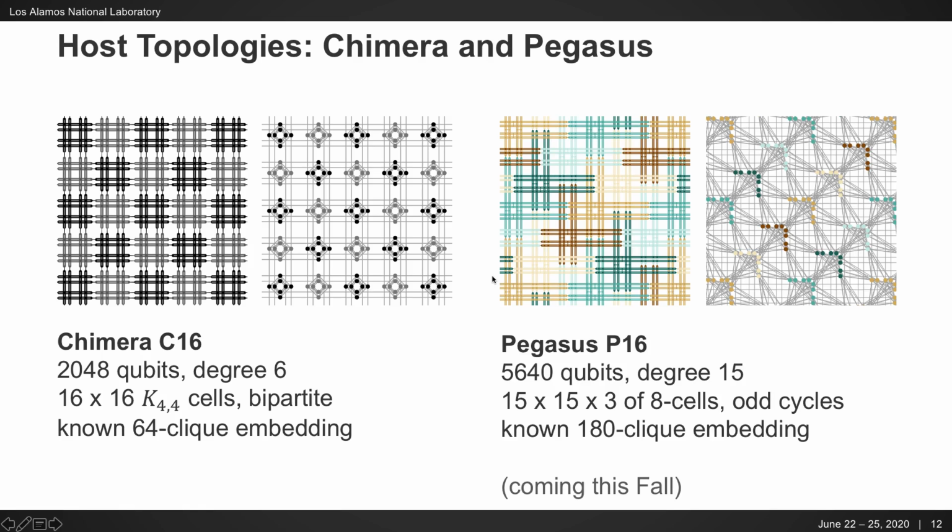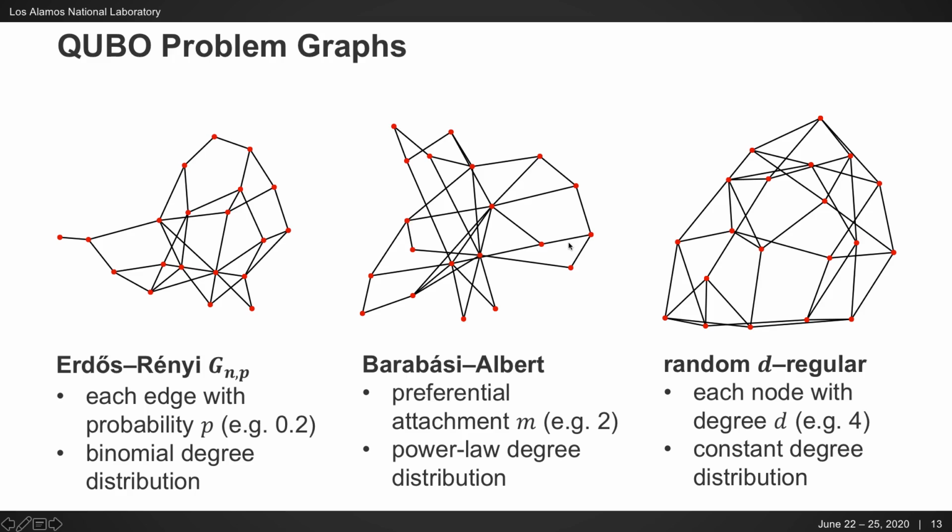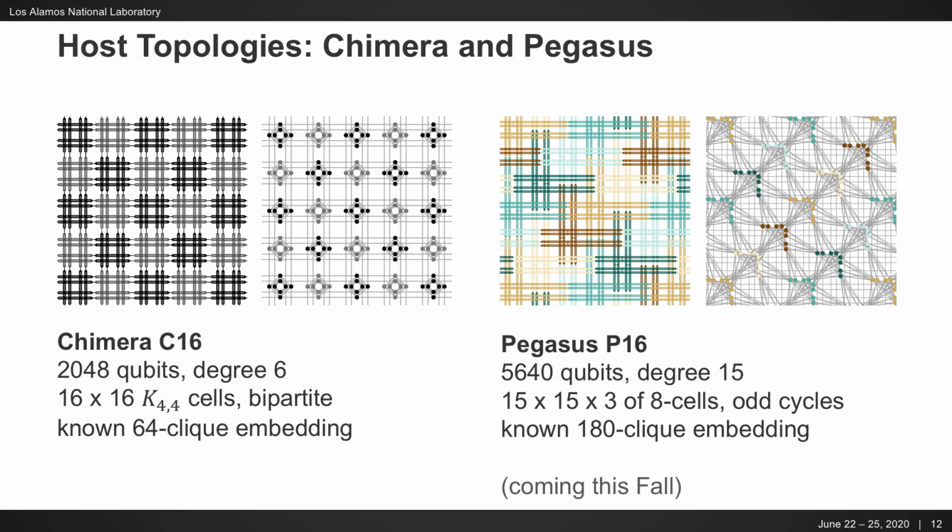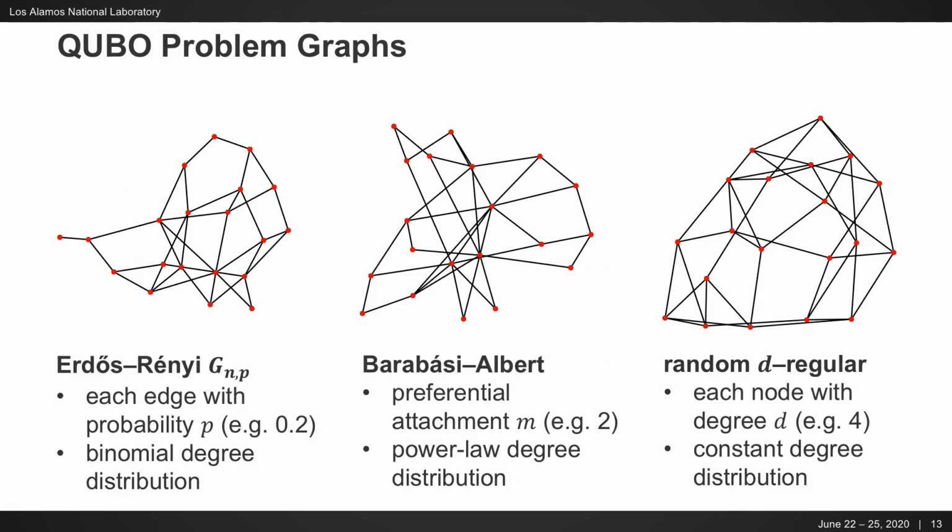Now the next generation, which should come out somewhere this year, has more qubits, but even more importantly, the rectangles got longer, which results in a higher degree because we have more intersections and now also couplers between neighboring parallel qubits. So this Pegasus P16 graph has a known 180 clique embedding, and also odd cycles such as 3 cycles and 5 cycles. Now, for the problem graphs, we want them to represent a large variety of potential QUBO problem graphs.